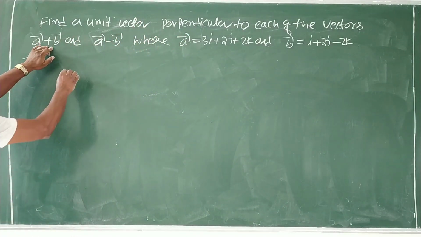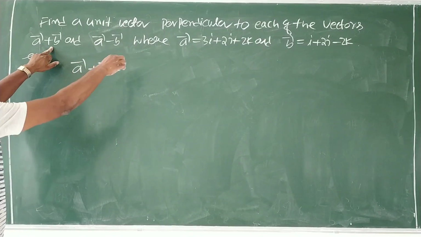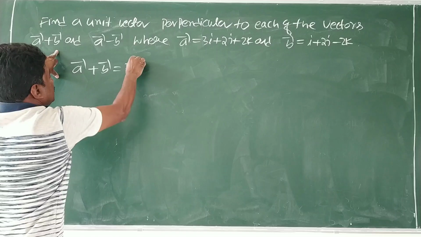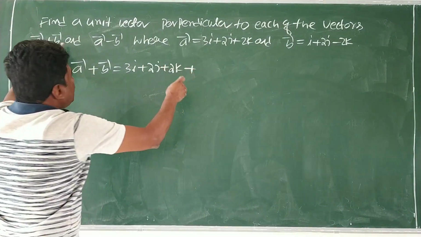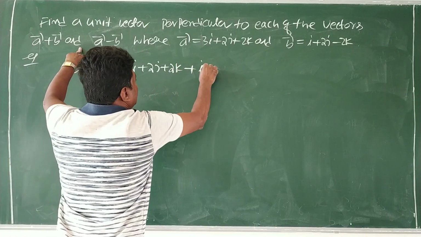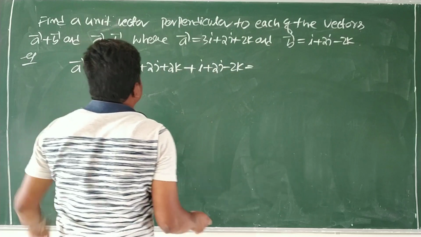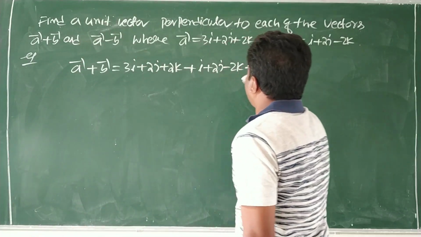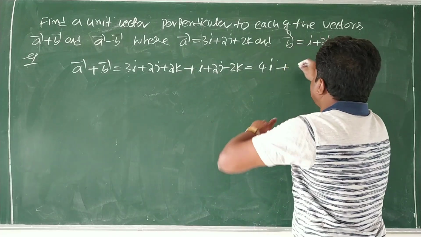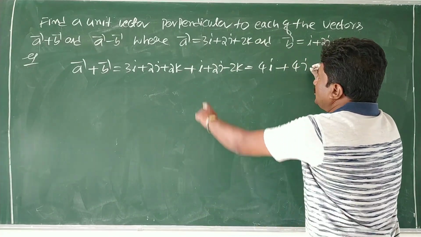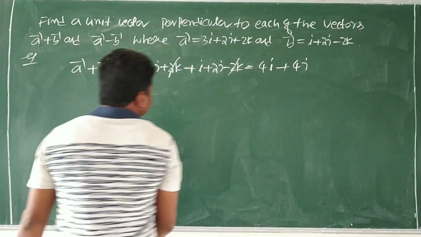First you find out a plus b. Tell me what a is. Vector a is 3i plus 2j plus 2k, and b is i plus 2j minus 2k. Simplify this: 3i plus i is 4i, 2j plus 2j is 4j, and 2k cancels. We got a plus b.